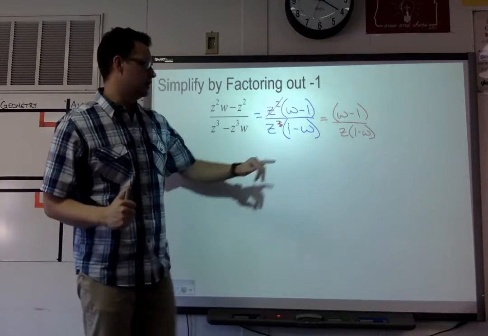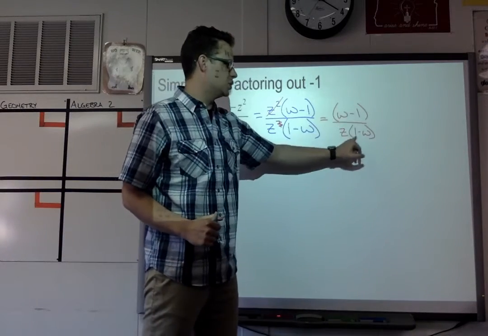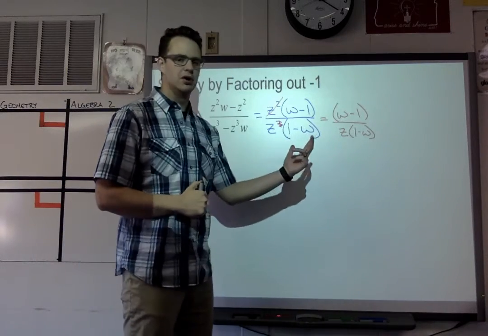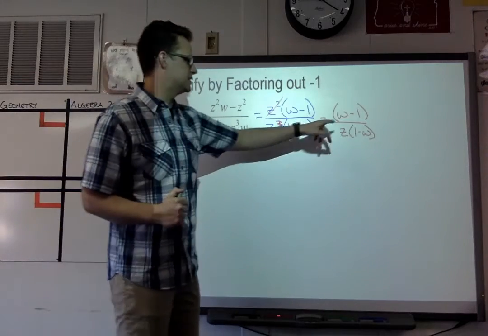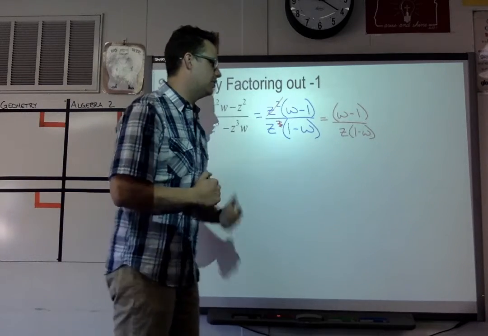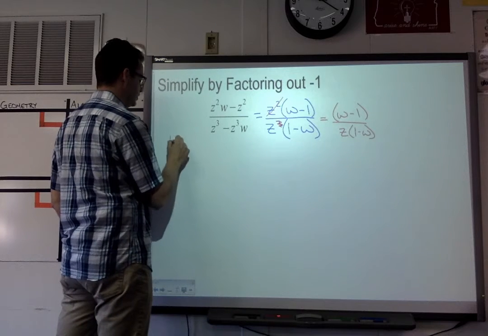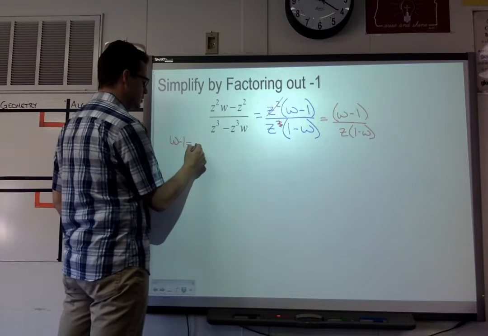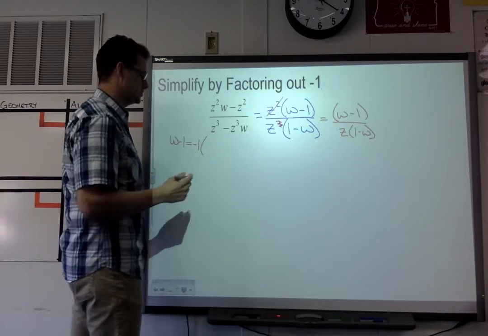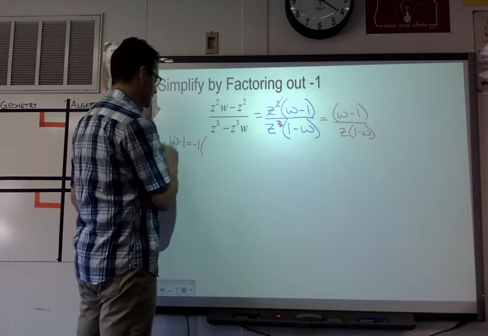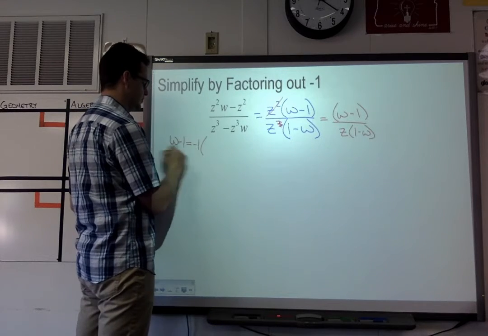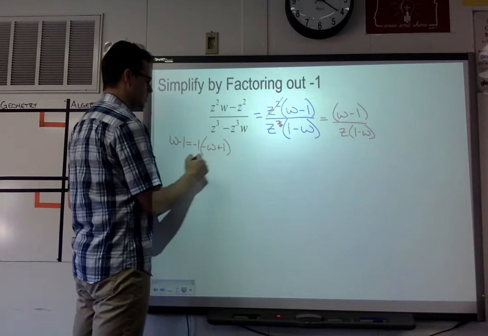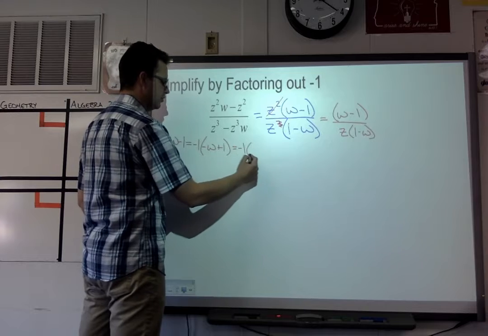Now, what I can do here, since I have w minus 1 and 1 minus w, they have the same variable and the same number, but they're in the wrong order. What I can actually do is I can factor a negative 1 out of my numerator. If I have w minus 1 and I factor negative 1 out of that, what I'm doing is just switching the signs on both of my terms here. So it would become negative w plus 1 now, which I can then write as negative 1.